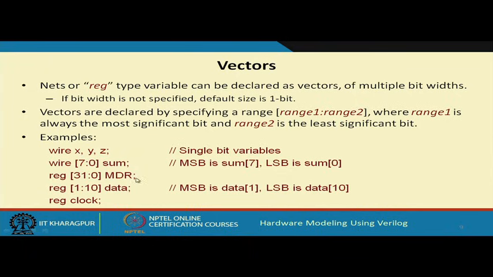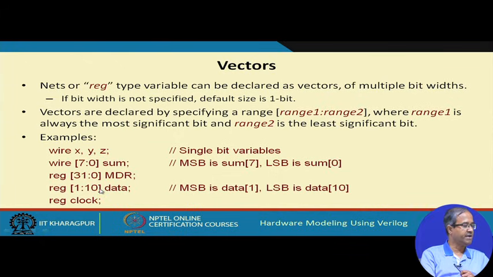Similarly, another example, MDR, which of course I have defined of type reg. Now the point is that range 1 and range 2 can be any arbitrary values. It is not necessary that range 1 must be greater than range 2. Like in this example, I have shown 1 colon 10 data. How many numbers are there? 1 to 10, there are 10 numbers. So, actually here also we are declaring a register of size 10, but how? This is data, let us see.